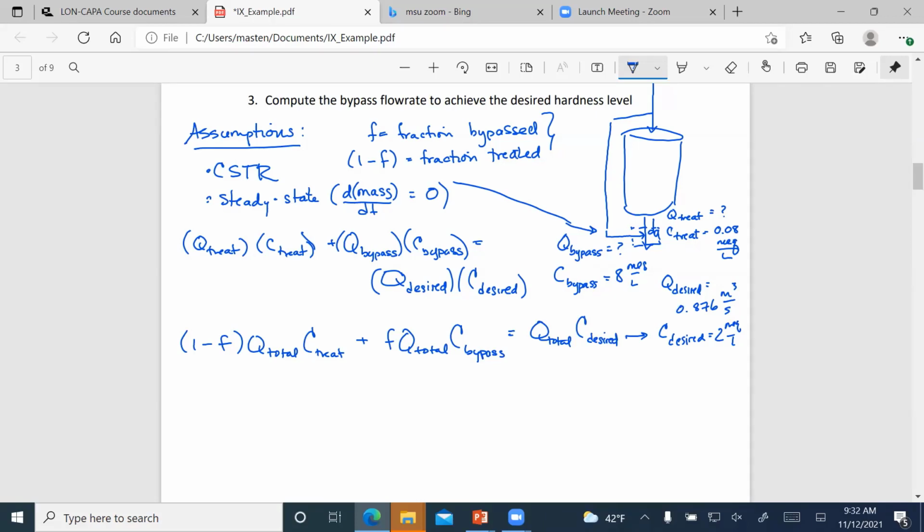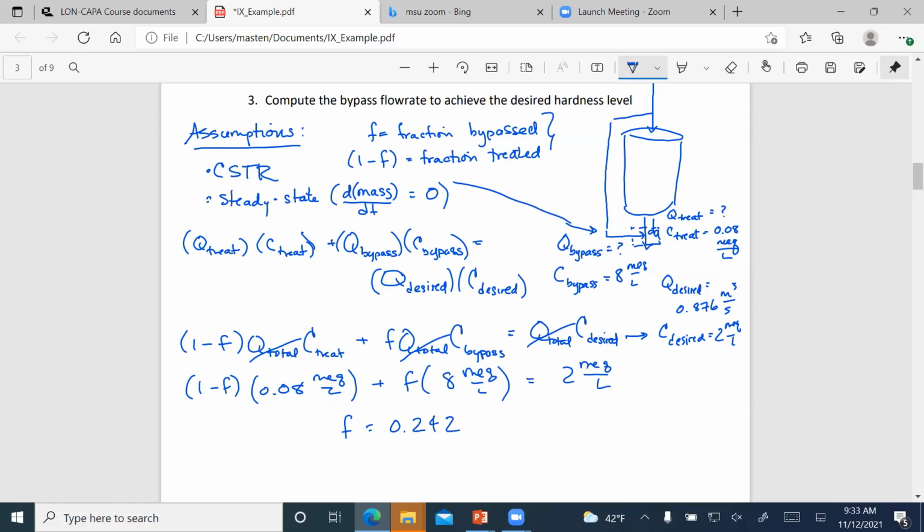I've substituted in so that the only unknown that I have is F. Okay, I know the total. And if I substitute treat, remember, so we've got 1 minus F, and notice Q total cancels. So I have concentration treated, 0.08 milliequivalents per liter, plus F times the bypass, 8 milliequivalents per liter, equals 2 milliequivalents per liter. And F is equal to 0.242. So roughly 24% is the fraction I'm bypassing, and I'm treating the rest.